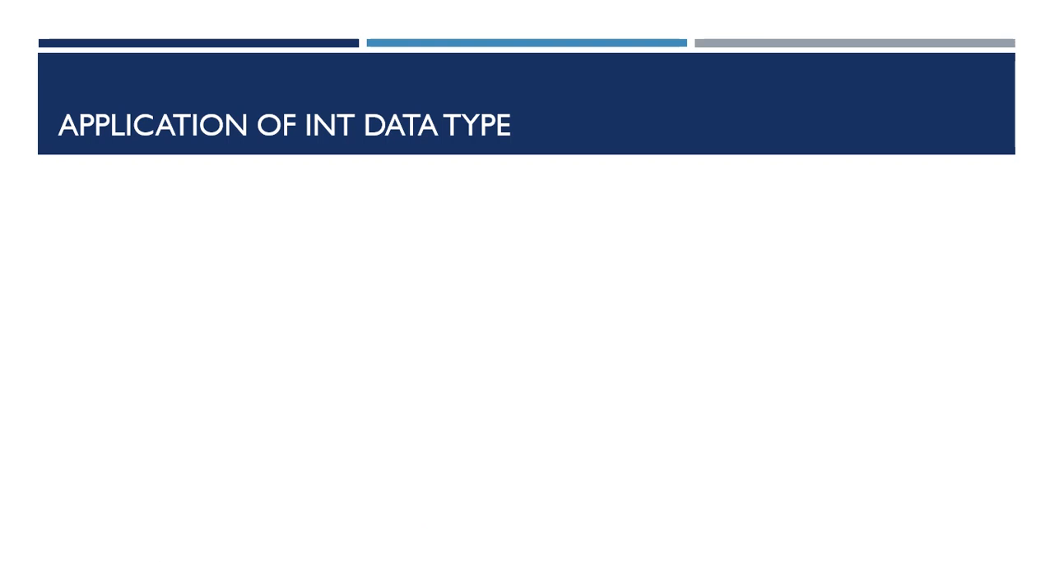Friends, the first application: we can use an integer data type for the 32-bit instruction format, which is the most widely used instruction format nowadays. So we can use our integer data type for the 32-bit instruction format, and this is the first application. Also, whenever we have to represent any value which lies in this particular range, we can use the integer data type. This is the most commonly used data type, friends.